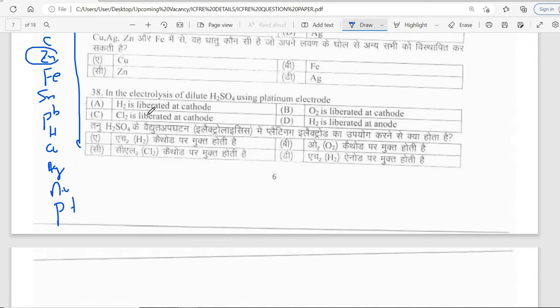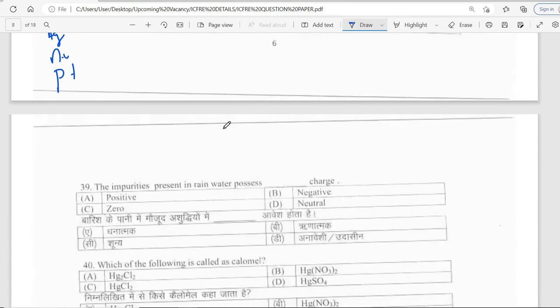In the electrolysis of dilute H2SO4 using platinum electrodes, hydrogen gas is liberated at the cathode, because H plus ions are formed and the cation moves to the cathode. Oxygen gas is liberated at the anode. Only one option matches the criteria: hydrogen is liberated at the cathode. Oxygen will not be at the cathode, it will be at the anode. Hydrogen is not liberated at the anode, it will be at the cathode. And Cl2 is out of the question, so option A is the correct answer.